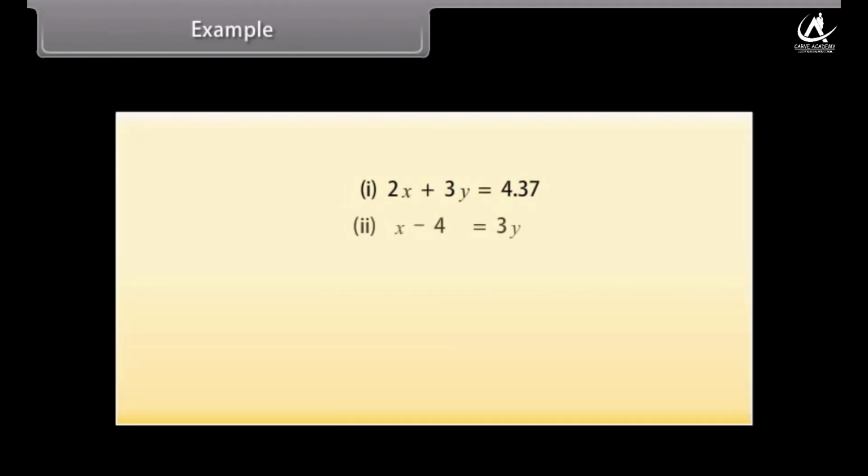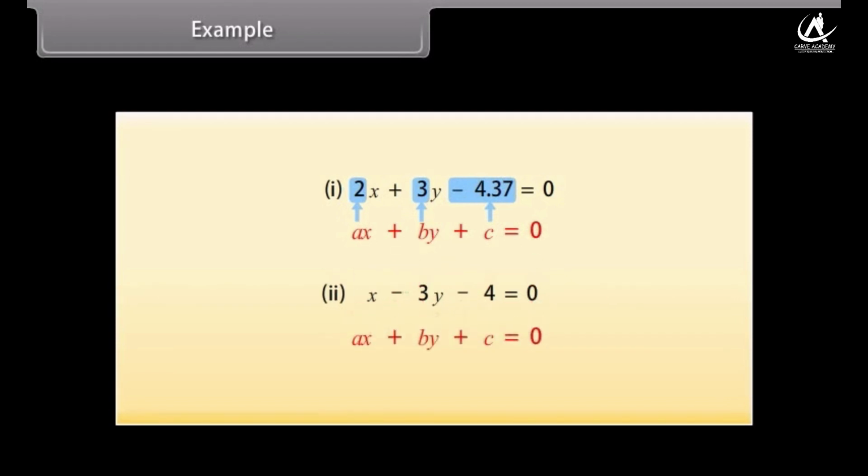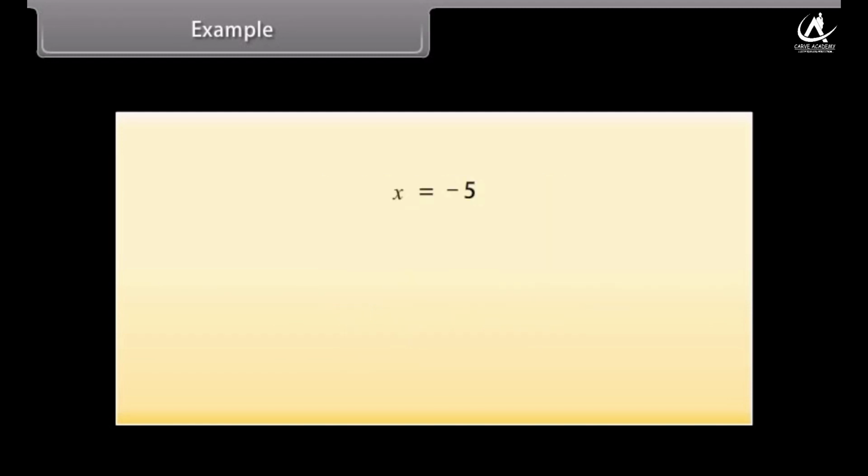Example. Let's now write these equations in the form ax plus by plus c is equal to 0. The first equation can be written as 2x plus 3y minus 4.37 is equal to 0. Here a is equal to 2, b is equal to 3 and c is equal to -4.37. The second equation can be written as x minus 3y minus 4 is equal to 0. Here, a is equal to 1, b is equal to -3, and c is equal to -4.